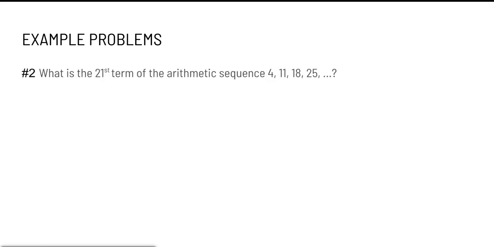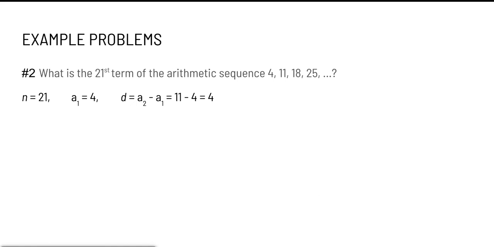Example number 2. What is the 21st term of the arithmetic sequence 4, 11, 18, and 25? Like what we did in the last problem, let's look at the given in this question. We have n, which is equal to 21, a sub 1, which is equal to 4, and lastly, the common difference, d, which is equal to a sub 2 minus a sub 1. And if we substitute it, we get 11 minus 4, which is equal to 7.